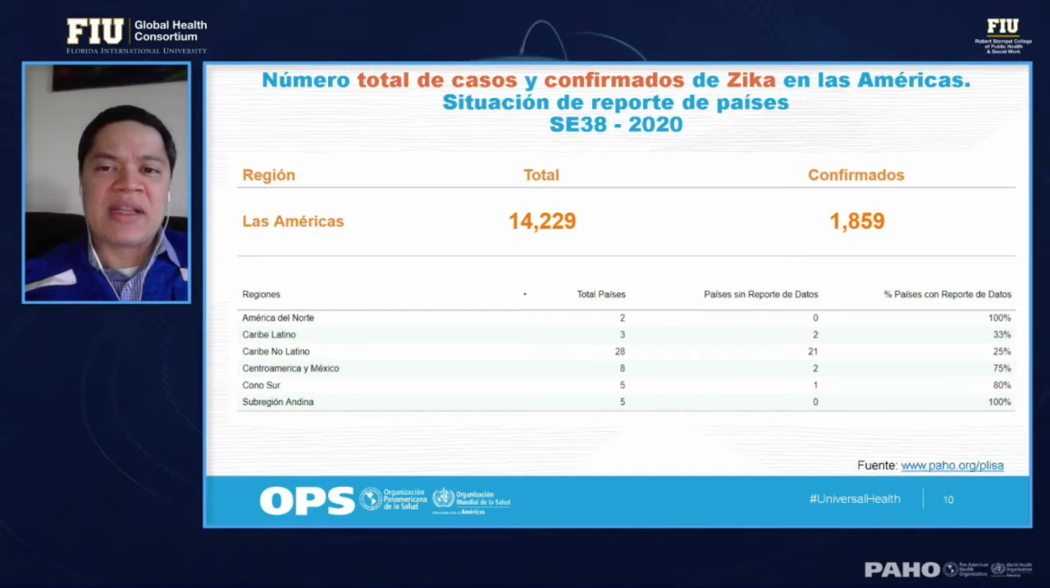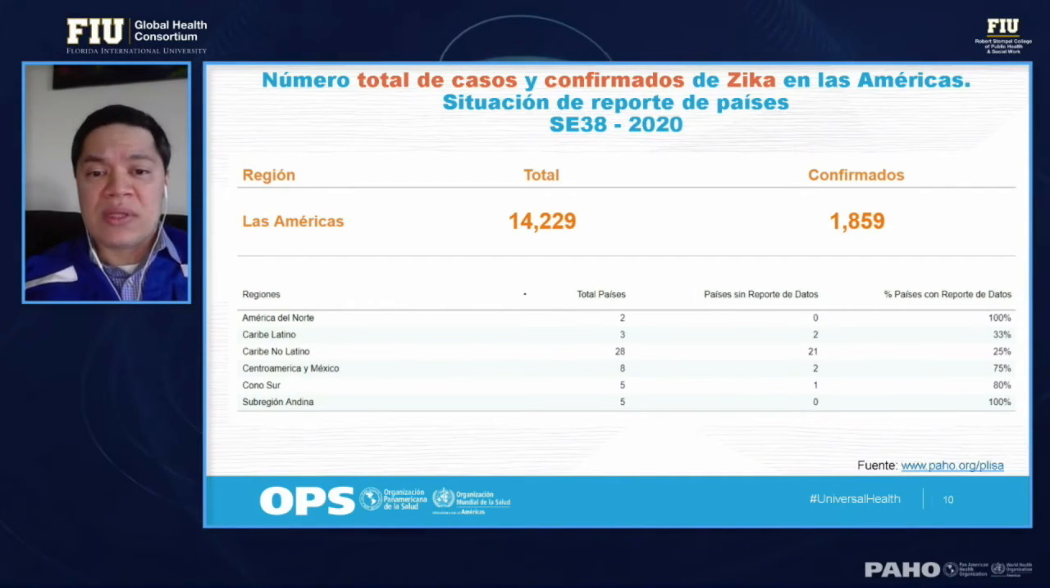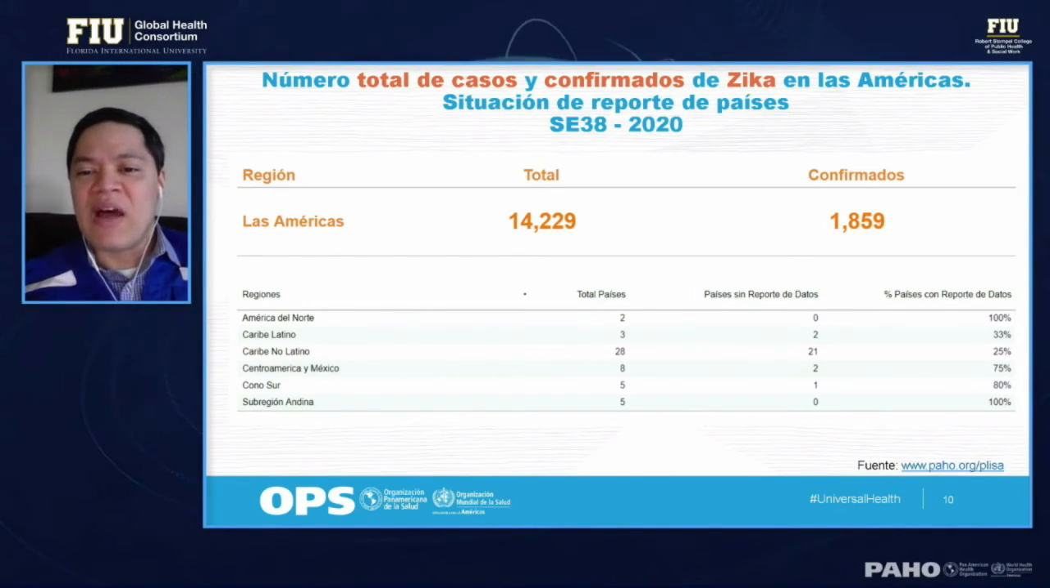As to Zika, up to the 38th week, a total number of 14,000 cases have been reported, slightly more. Of them, more than 1,800 have been confirmed by laboratory tests. As you can see in our figures from the various countries, we sometimes have some trouble with the submission of information by the countries, but especially from the Caribbean countries. So this, as I already mentioned, sometimes hinders or makes it difficult to know the actual situation of the various diseases.